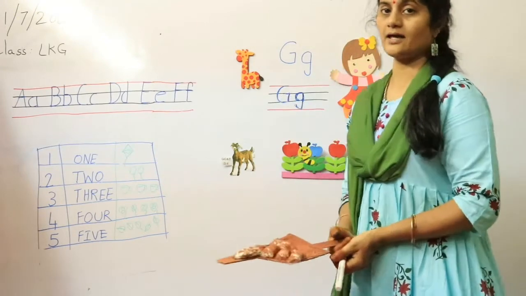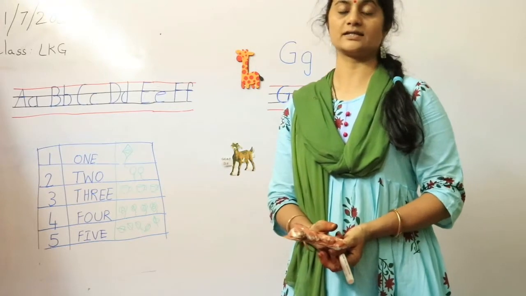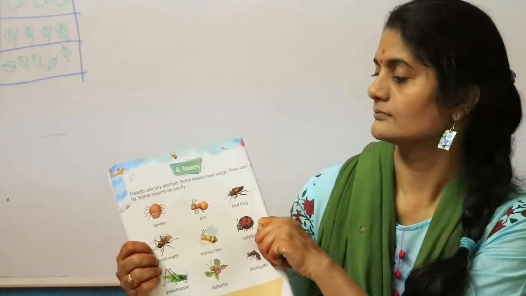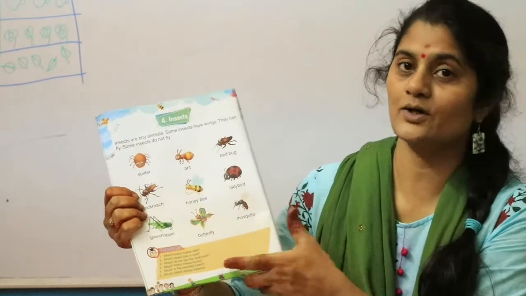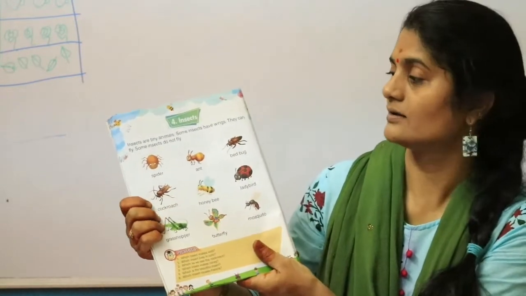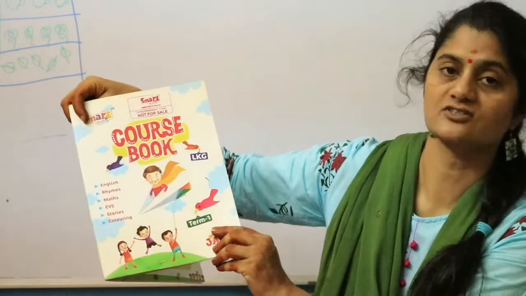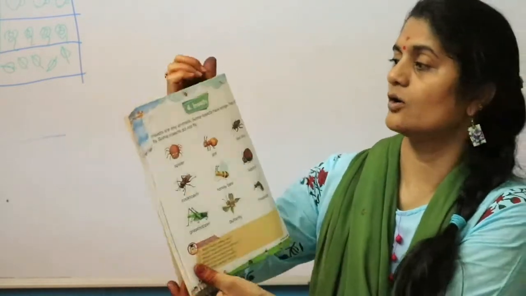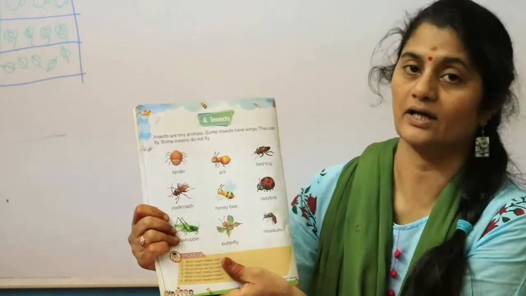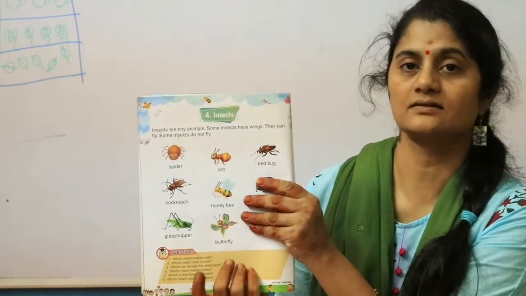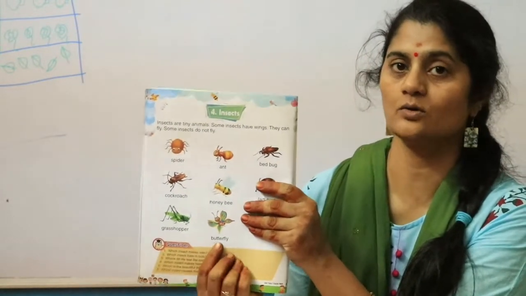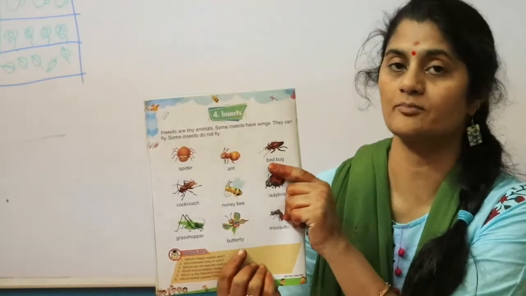So, keep learning, practice whatever you have learned till now. Okay. Now, let's take a look at the insects, okay? This is in your course book. In your course book, this is for LKG class, okay? Open this book and take a look. Just look at this book first, what teacher is showing you. Then you can go back and read from your textbook.